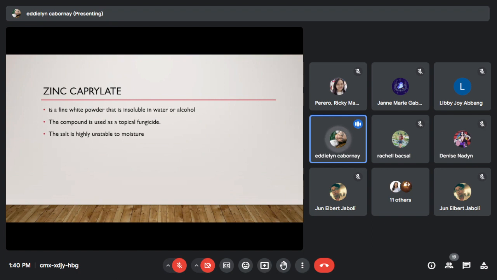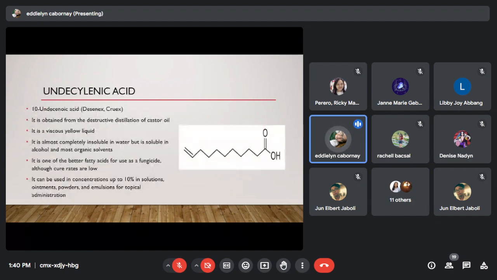So zinc caprylate is highly unstable to moisture. This suggests that it readily reacts with moisture in the environment, potentially leading to degradation or changes in its properties over time. It is prone to forming hydrates or other chemical species when exposed to moisture, which can affect its efficacy as a fungicide.